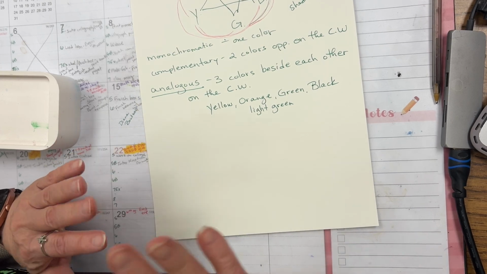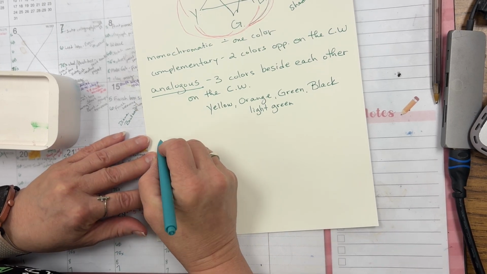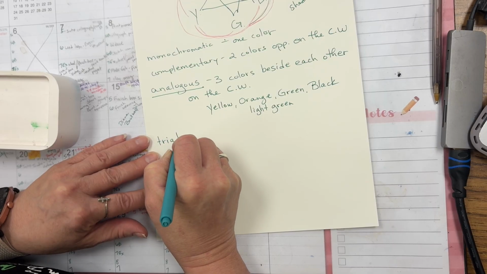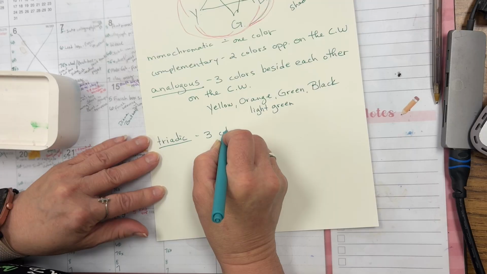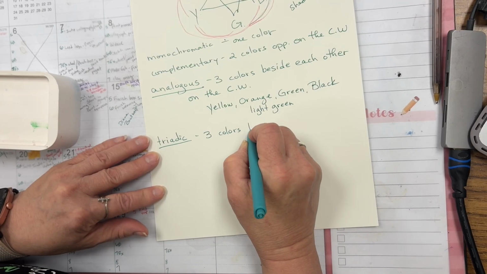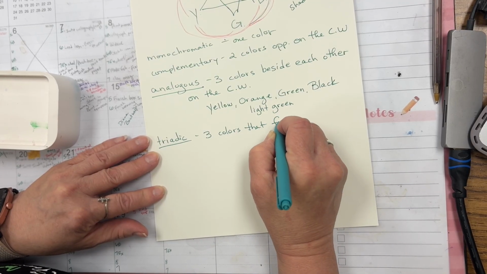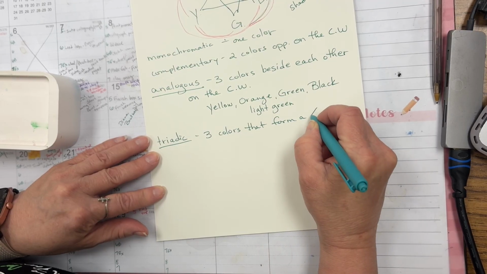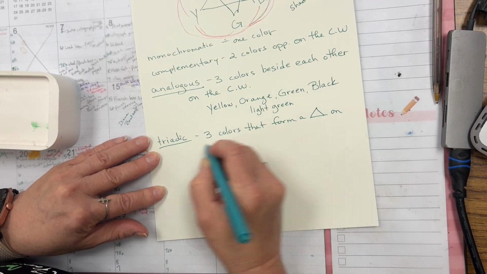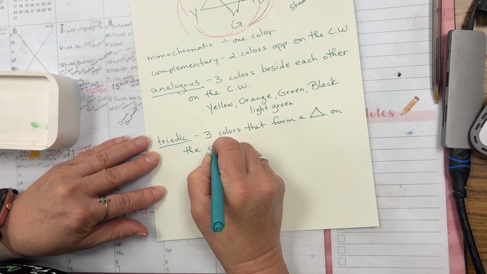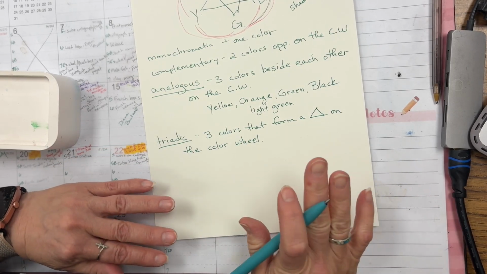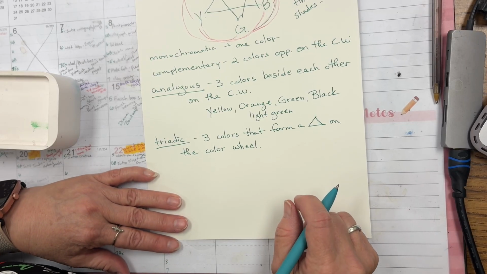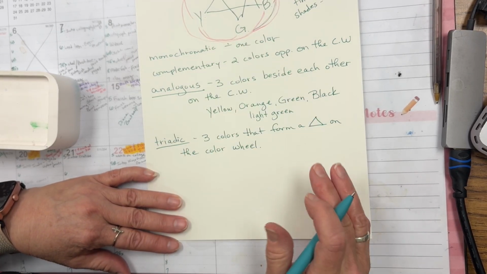Okay, the last one we want to talk about is triadic. A triadic color scheme are three colors that form a perfect triangle on the color wheel. So this one's pretty simple because there's really only two choices on this simple of a color wheel.